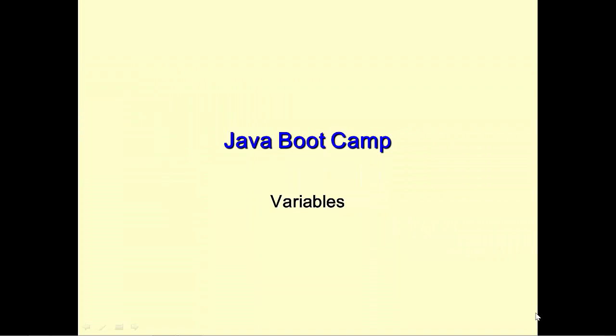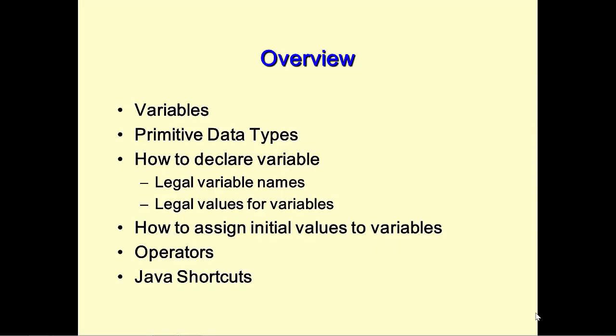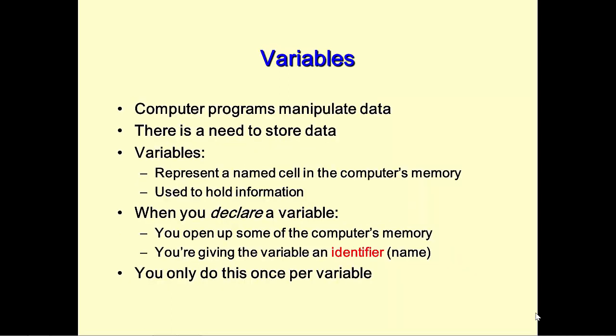When you first start to learn programming, one of the first concepts you have to learn is the concept of variables. And so in this presentation, we're going to talk about what variables are and why we need them. We'll talk about primitive data types. We'll talk about how to declare variables, and this includes legal variable names and legal values that we can assign to variables. We'll talk about how to give a starting value to these variables, and then we'll finish off by looking at some of the operators that are available to us in Java, including Java shortcuts.